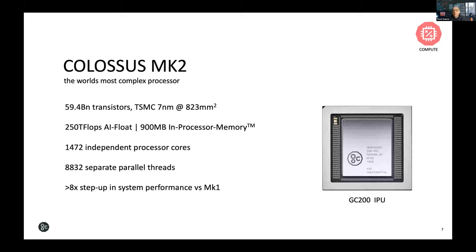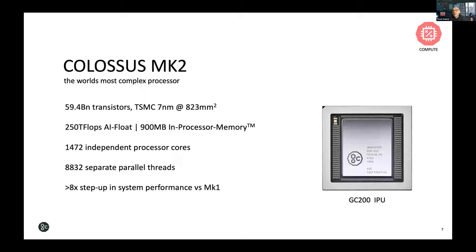If you look at the chip itself, we are calling this the GC200 Intelligence Processing Unit. When we introduced it, it was the world's most complex processor, almost 60 billion transistors, developed and produced in TSMC 7 nanometer process technology. From the performance standpoint, it provides something like 250 teraflops of AI float. And we have almost 1 gig of memory on the chip, as I said, distributed very tightly coupled with our execution engine. In essence, we are providing almost 1500 independent processor cores, able to execute almost 9000 separate parallel threads.